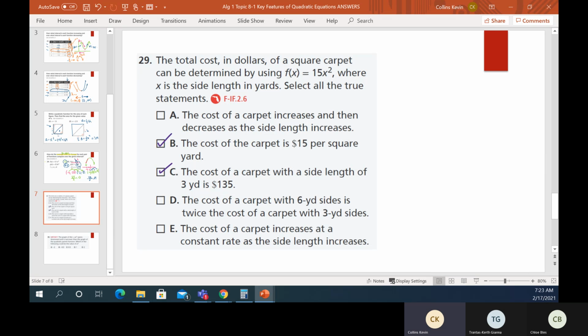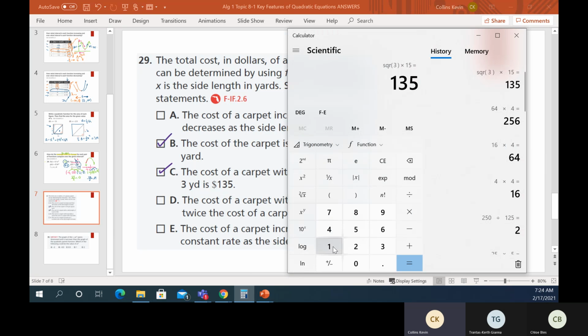All right. So next one says the cost of a carpet with 6-yard sides is twice the cost of the carpet with 3-yard sides. All right, so that's telling us that if it's twice the cost of the 3-yard side, we just figured out that's 135. So let's check it out. If it was twice the cost, we would just multiply by 2, and we get 270. So the question is, will we get 270 using the other equation?